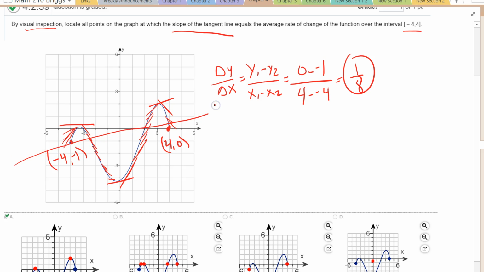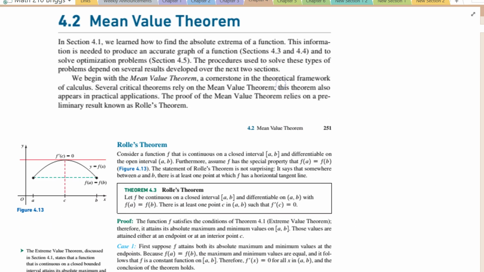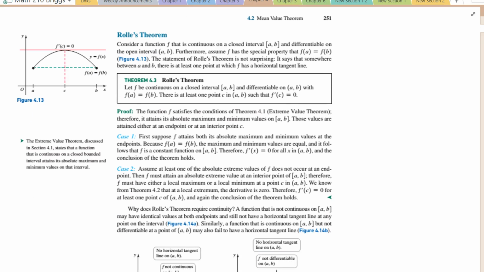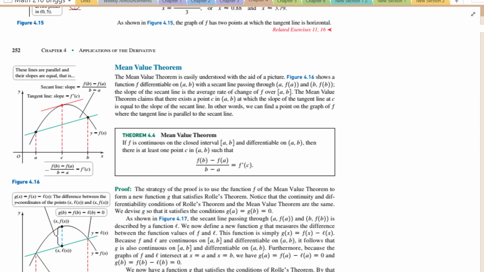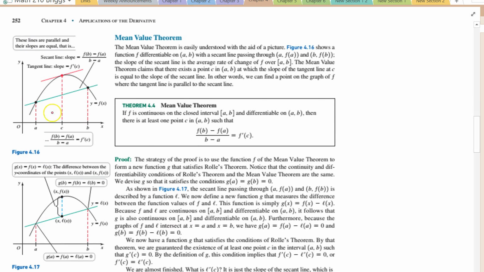If you look at book section 4.2, it talks about the mean value theorem. Rolle's theorem is a special case of the mean value theorem, where if the average rate of change is 0, that just tells you there's a critical point within that interval, some point at which the slope is 0. The mean value theorem more generally says that there's some point c where the value of the derivative is equal to the average rate of change between a and b. So there's some point c within that interval where the slopes are parallel.